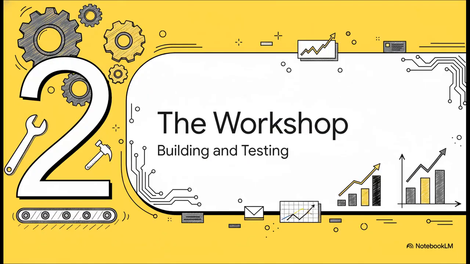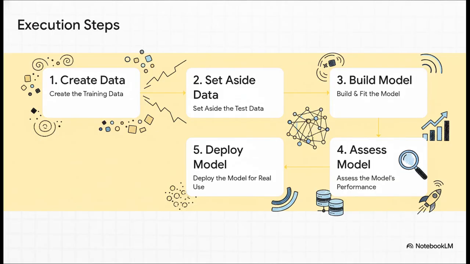All right, so our model has been to the classroom, it's studied hard, now it's time to head into the workshop. This is where we do the real hands-on building, the fine-tuning, and of course, the testing. This whole process follows a really clear roadmap, a step-by-step guide. We've already talked about creating our training data and then setting aside that all-important test data. So now we're going to get into the really good stuff. Building the model, checking its work, and finally, setting it loose on the real world.